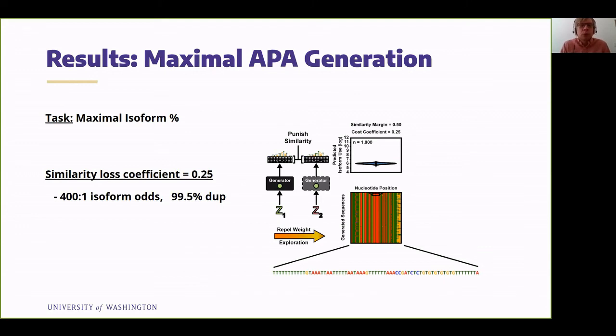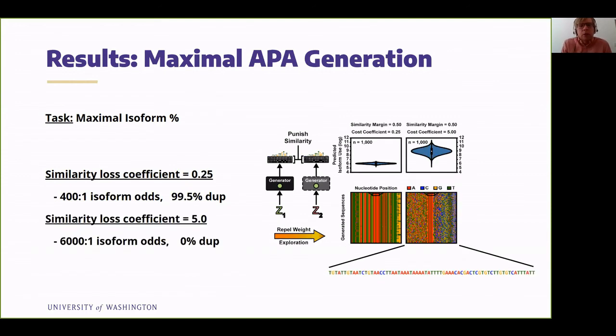Of course, for these few unique sequences that it does output, the predicted fitness score is pretty high. It's 400 to 1 in predicted isoform odds of selecting this poly-A signal with respect to the distal signal of our training data. However, the picture completely changes once we increase the similarity loss coefficient to a large value. Now you can see that the generator becomes much more diverse. The duplication rate drops to 0% for 100,000 sampled sequences, meaning they're all unique.